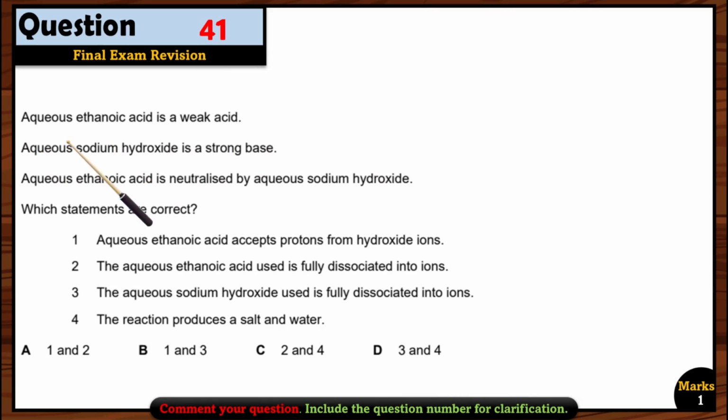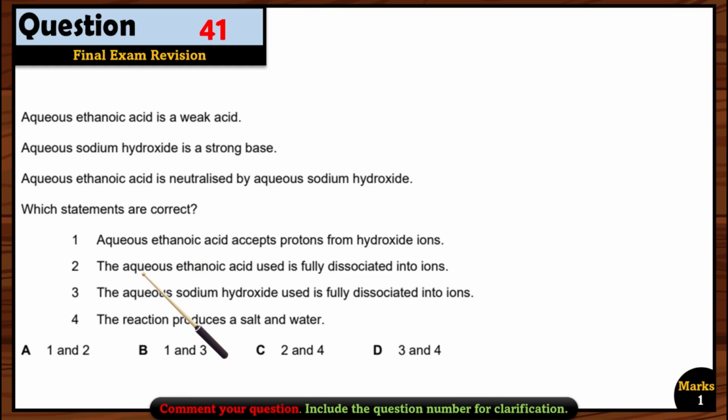Question 41. Aqueous ethanoic acid is a weak acid. Aqueous sodium hydroxide is a strong base. Aqueous ethanoic acid is neutralized by aqueous sodium hydroxide. Which statements are correct? So let's see. First statement, aqueous ethanoic acid accepts protons. Wrong. It's an acid. It will donate protons.